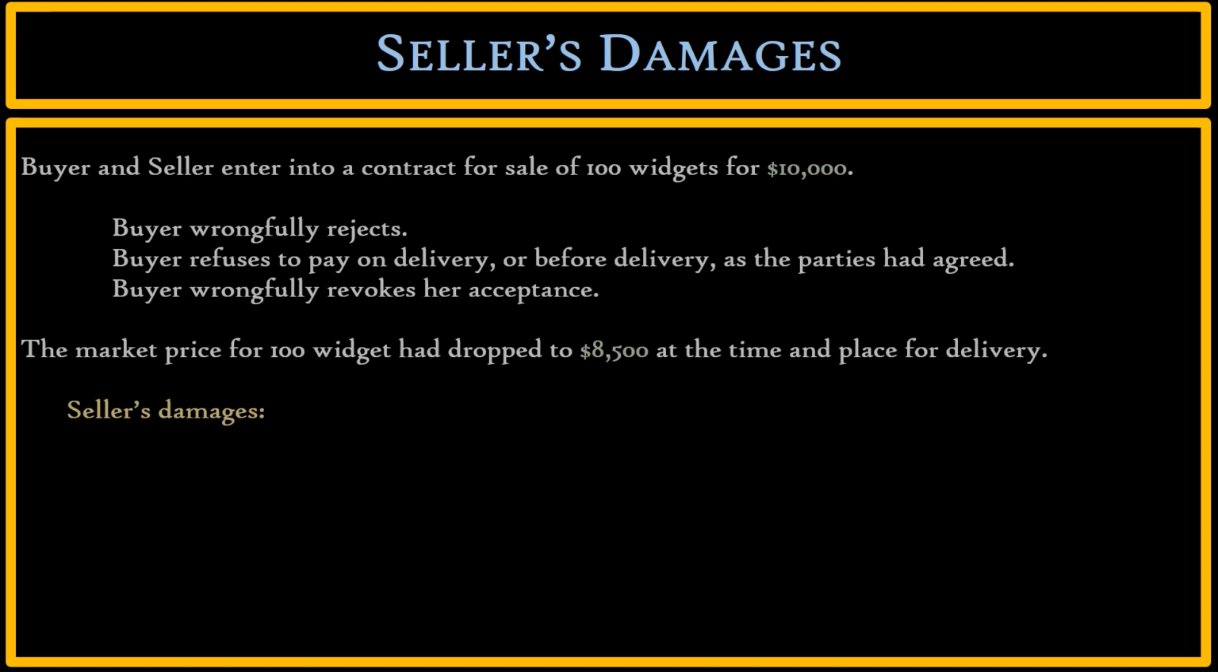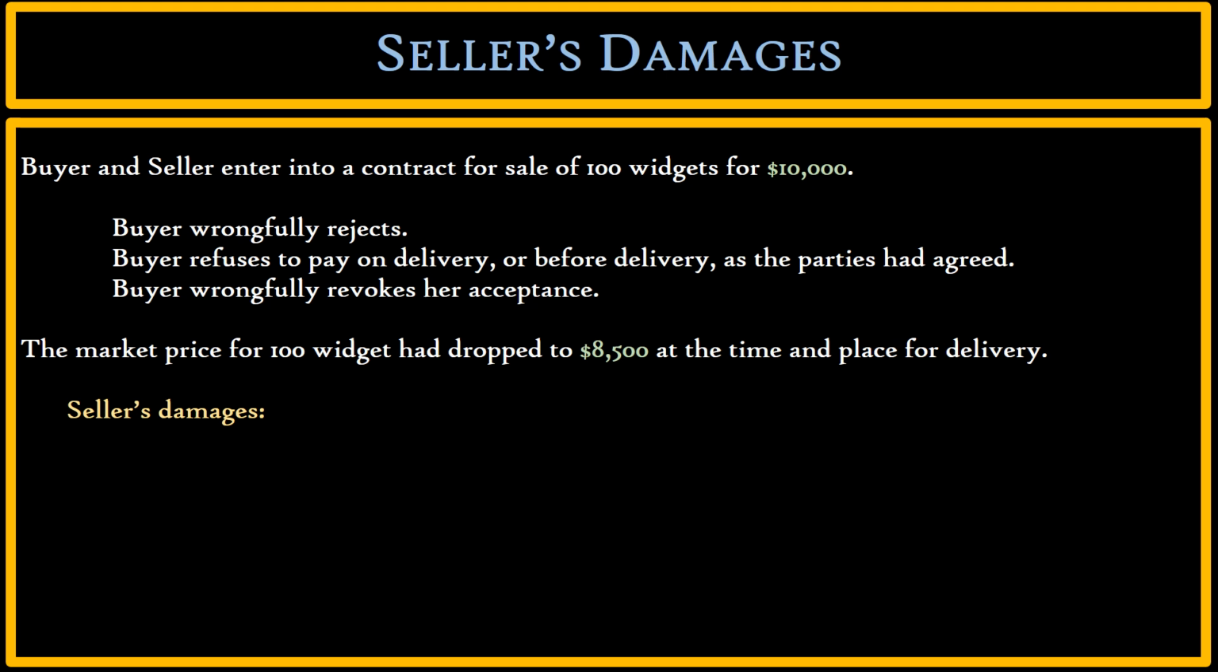Let's further explore seller's damages under the UCC when buyer breaches the contract. So here's our little fact pattern. Buyer and seller enter into a contract for the sale of 100 widgets for $10,000. Now, buyer wrongfully rejects the goods, or buyer refuses to pay on delivery or before delivery as the parties had agreed, and so seller doesn't deliver the goods, or buyer wrongfully revokes her acceptance. The market price for 100 widgets had dropped to $8,500 at the time and place for delivery. So that's our market price.